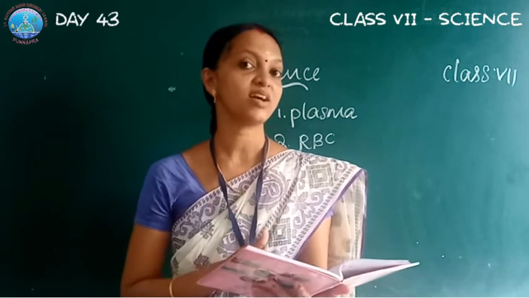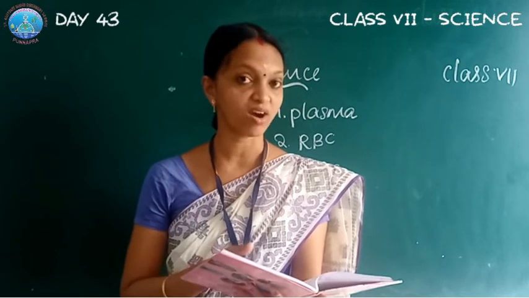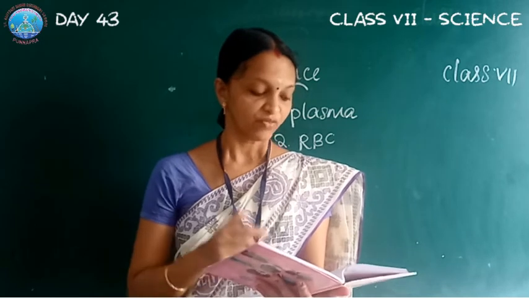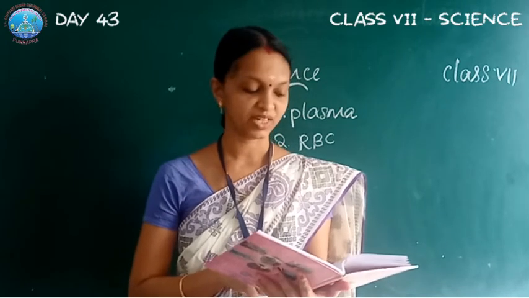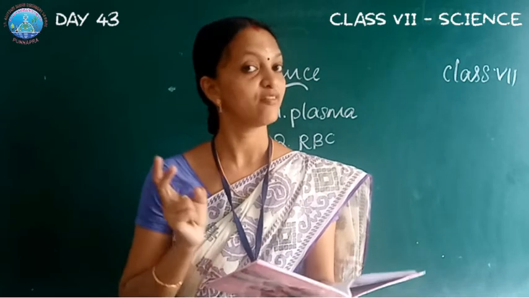What is vascular tissue? Plants have pipe-like cells to transport water, nutrients and food, which are called vascular tissue. There are two types of vascular tissues. They are xylem and phloem.